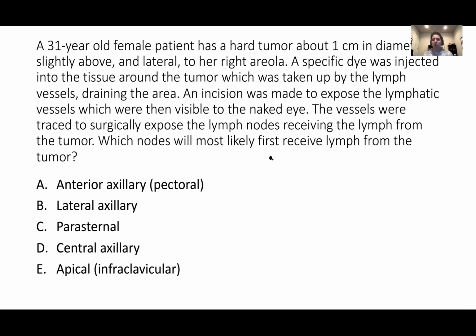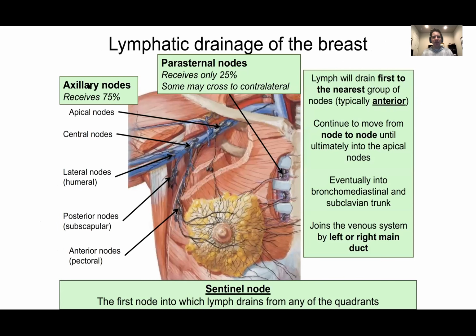So what is the sentinel node we're looking at here from breast drainage? It's the anterior axillary or the pectoral. Now, the parasternal also drains. It drains about 25%, but 75% of the drainage is going to go to the anterior axillary. Okay, and you can see that here, the axillary node goes there, again, the sentinel node.